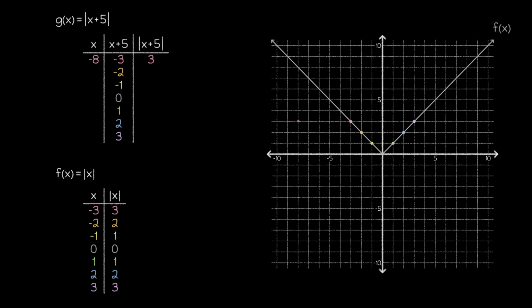This coloring strategy will allow us to clearly see how certain points moved as we went from the parent function to the child function. And if we draw arrows to represent that movement, we can see that each point from the parent function moved 5 units to the left.